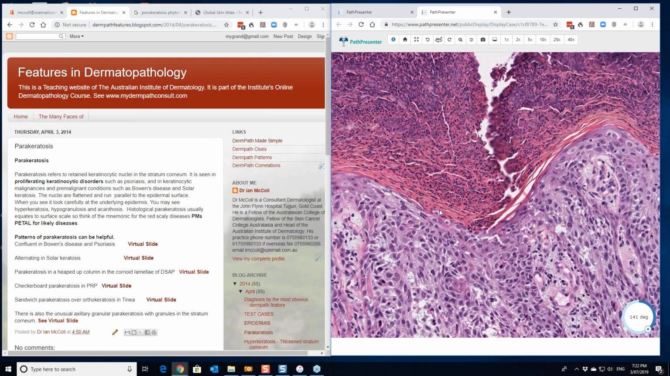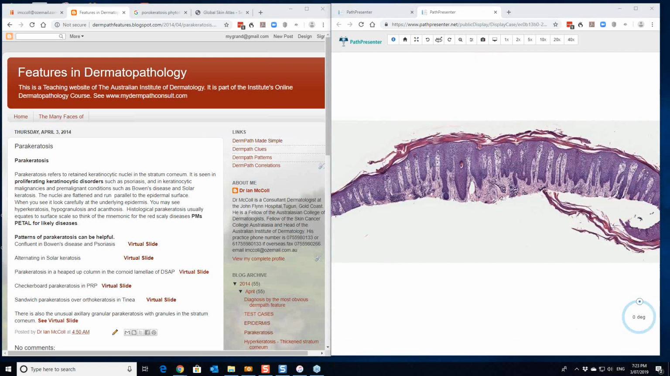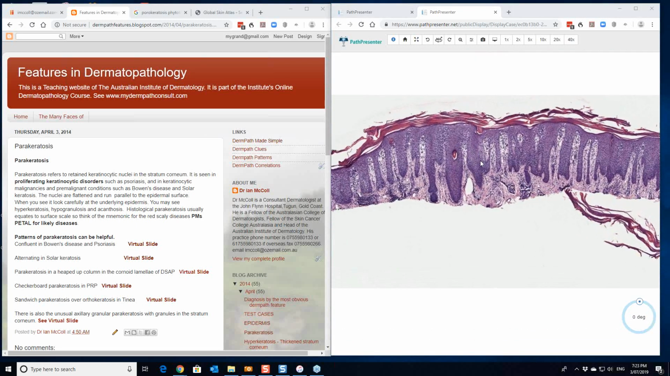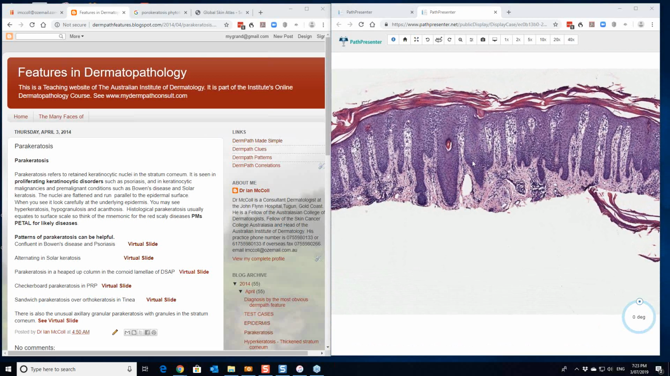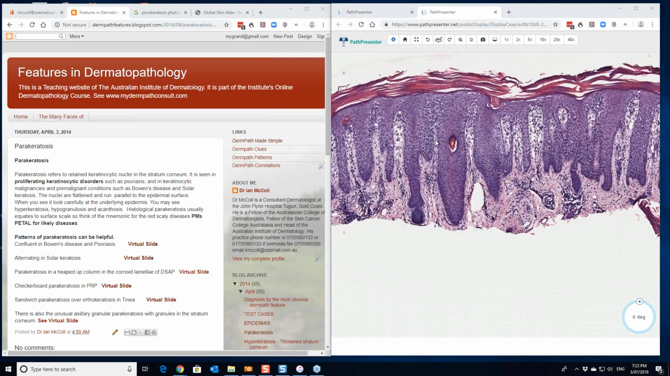Now, a similar pattern is seen perhaps in psoriasis. We might just look at an example of psoriasis here. Here's an example of psoriasis. You can see the psoriasiform acanthosis here, the club-shaped rete ridges, some of them joined together, the thin suprapapillary plates.